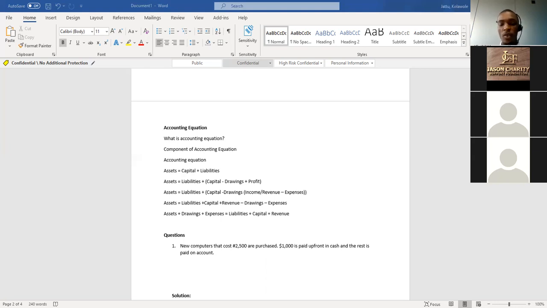As I've said earlier, capital is the residual interest of the owner of the business in the assets of the business after all liabilities have been deducted. Which means, in essence, if you know your assets and liabilities, then you can get your capital easily. Assets minus your liabilities will give you your capital.